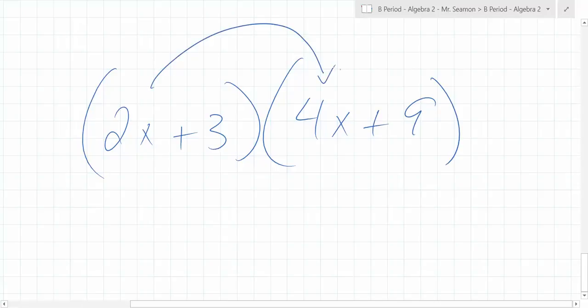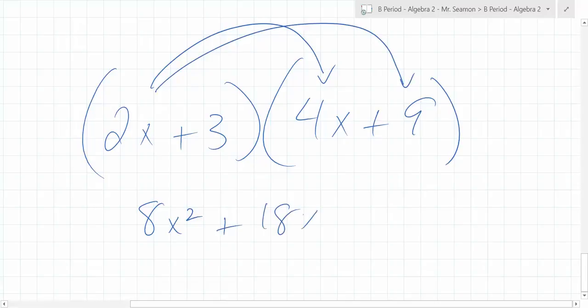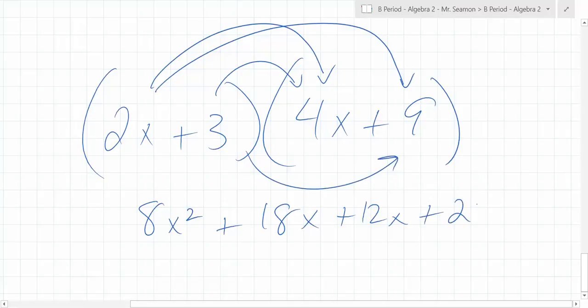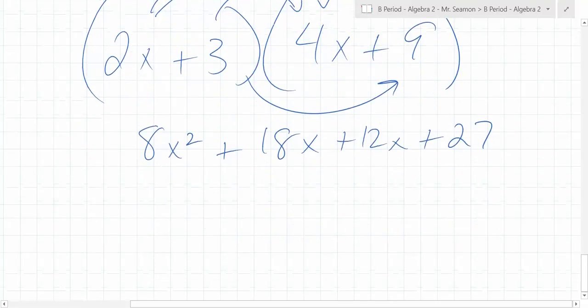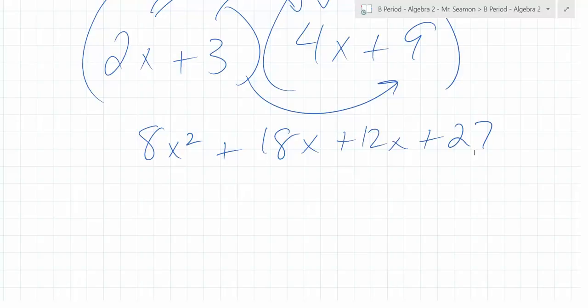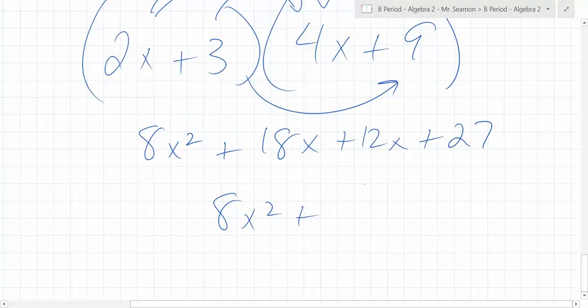What's 2x times 4x? 8x squared. 2x times 9: 18x. 3 times 4x: 12x. 3 times 9: 27. Are we done? No, because we can combine which 2 terms, Hannah? The 18x and 12x. Yeah, so you get 8x squared plus 30x plus 27. And now we are done.